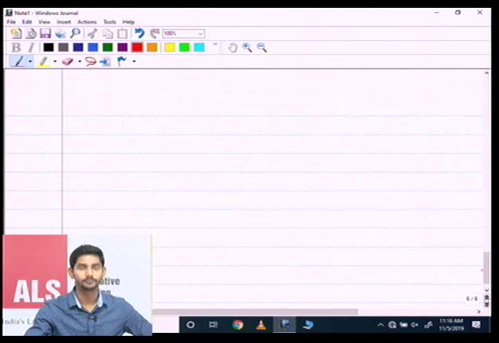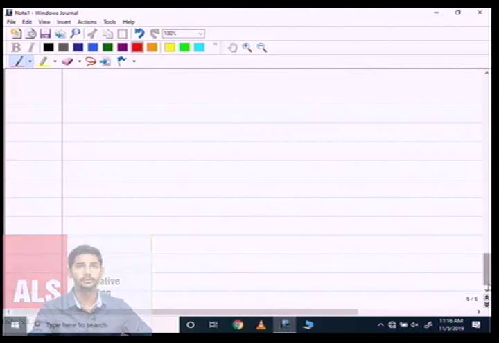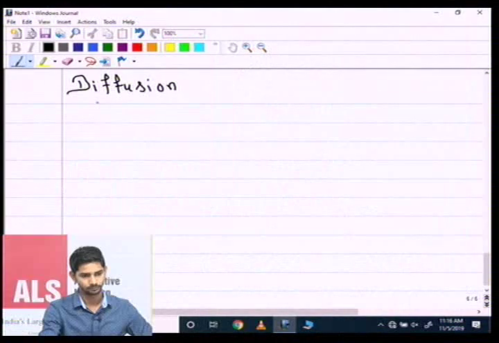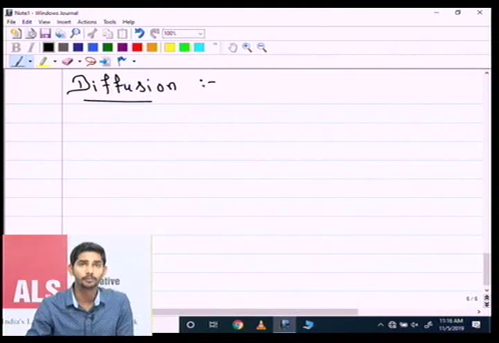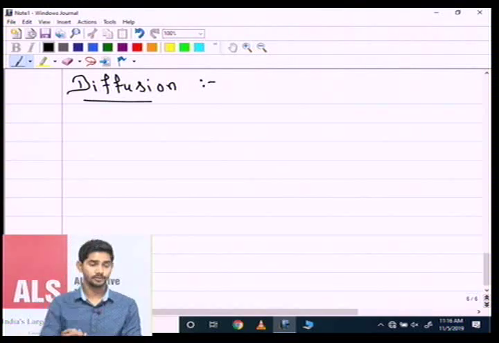Now, that's all about Dalton's law. That's over. Now let's move on to the next topic, which is diffusion. I hope everyone has heard the word diffusion. Let me give a quick introduction regarding diffusion.